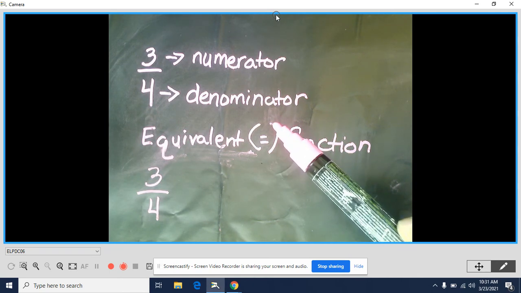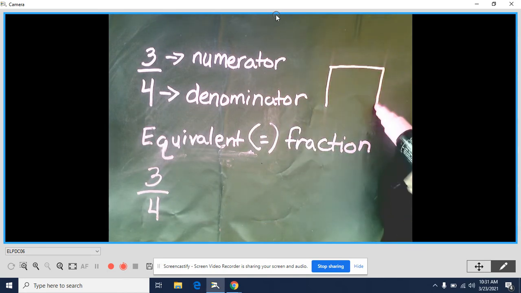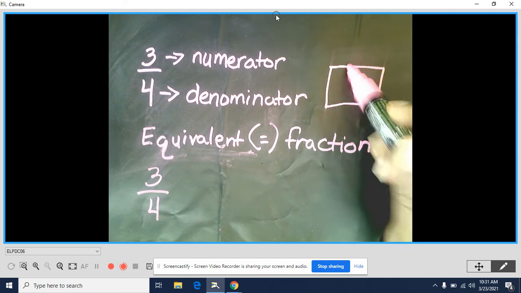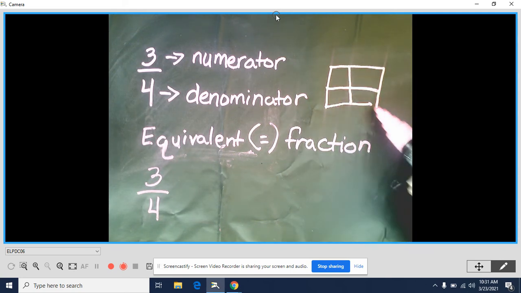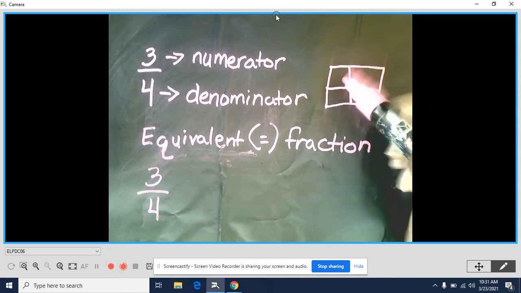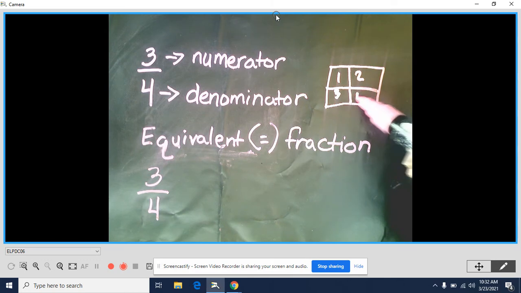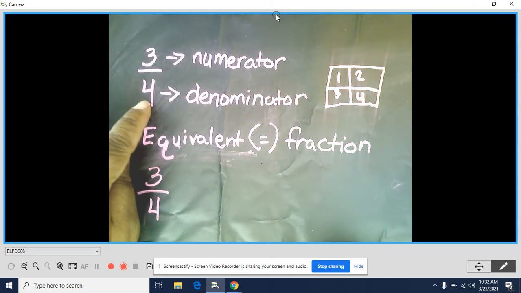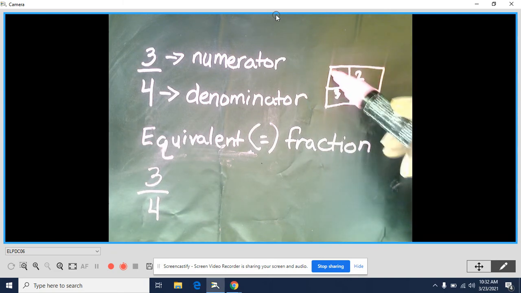So I could have one whole square. The bottom part of the fraction is going to tell you how many equal parts that square has been divided into. One, two, three, four. So your denominator will always tell you that. But then the numerator is going to tell you how many parts of this square we're actually dealing with.